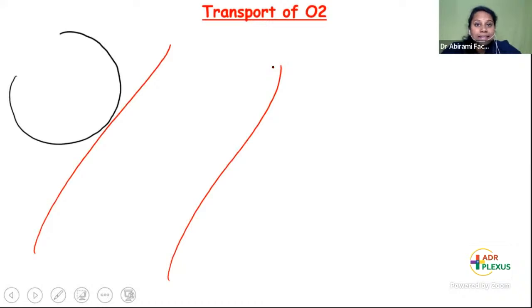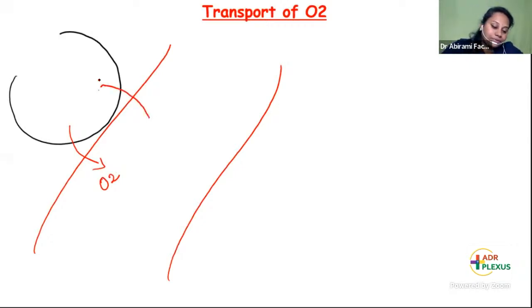So what is happening at the level of the alveoli and the pulmonary capillaries? Exchange of gases. How is this gas exchange? Let's look at this. Oxygen is taken into the pulmonary capillaries and carbon dioxide is given out, and carbon dioxide is expelled out through the lungs. Now look at this oxygen. As soon as oxygen enters the pulmonary capillary, what does it bind to?